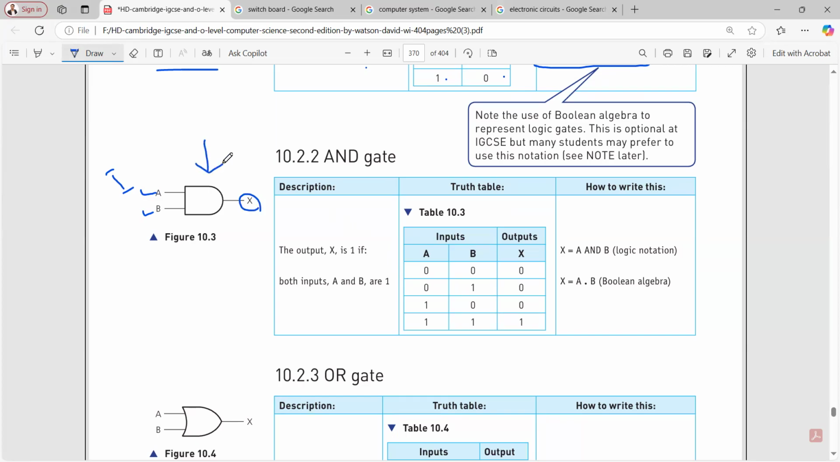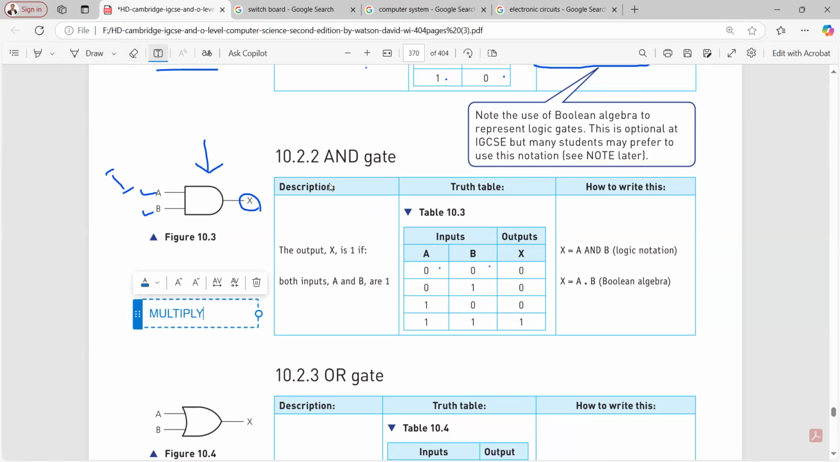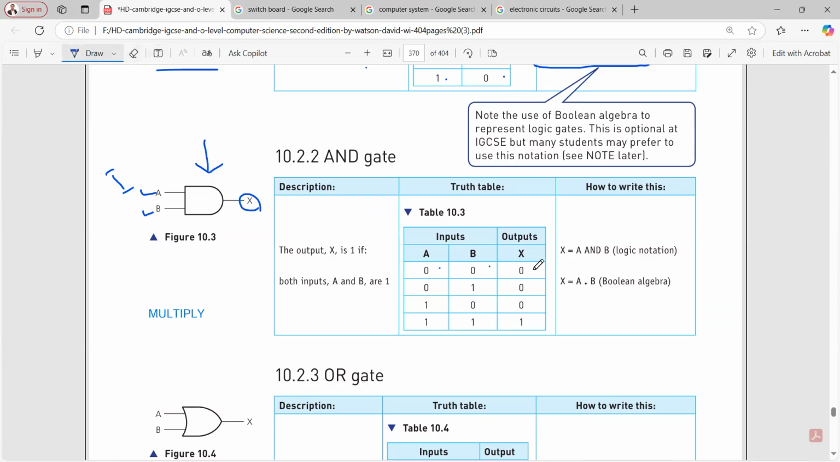So if you have two inputs, I told you in the truth table that you are going to have two 0s and two 1s, and 1 0 and 1 1 in terms of the values of A and B. Then you need to write anywhere near this table that AND gate means multiply. Now 0 multiplied by 0, what is the answer? 0. 0 multiplied by 1 is 0, 1 multiplied by 0 is 0, 1 multiplied by 1 is 1. Good. Now you need to complete this part.